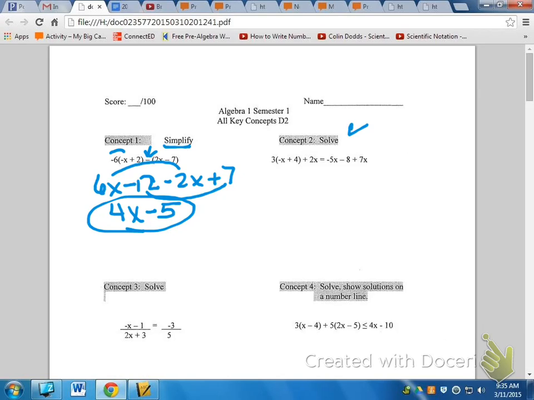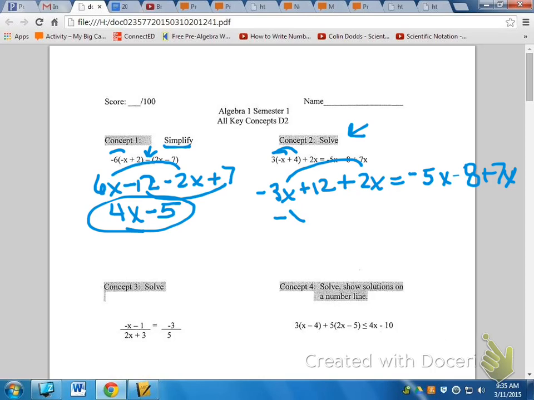Concept number 2, we are solving a multi-step equation. The first step from our poster is to do distributive property first. So I'm going to take 3 times negative x, negative 3x, and 3 times 4, which would be 12, plus 2x, and then I'm going to write the rest of the problem. So that would equal negative 5x minus 8 plus 7x. If I follow the steps on my poster, it says to combine like terms on the left. So here we go. Negative 3x and 2x would be negative x plus 12. On the right, negative 5x plus 7x is 2x minus 8.